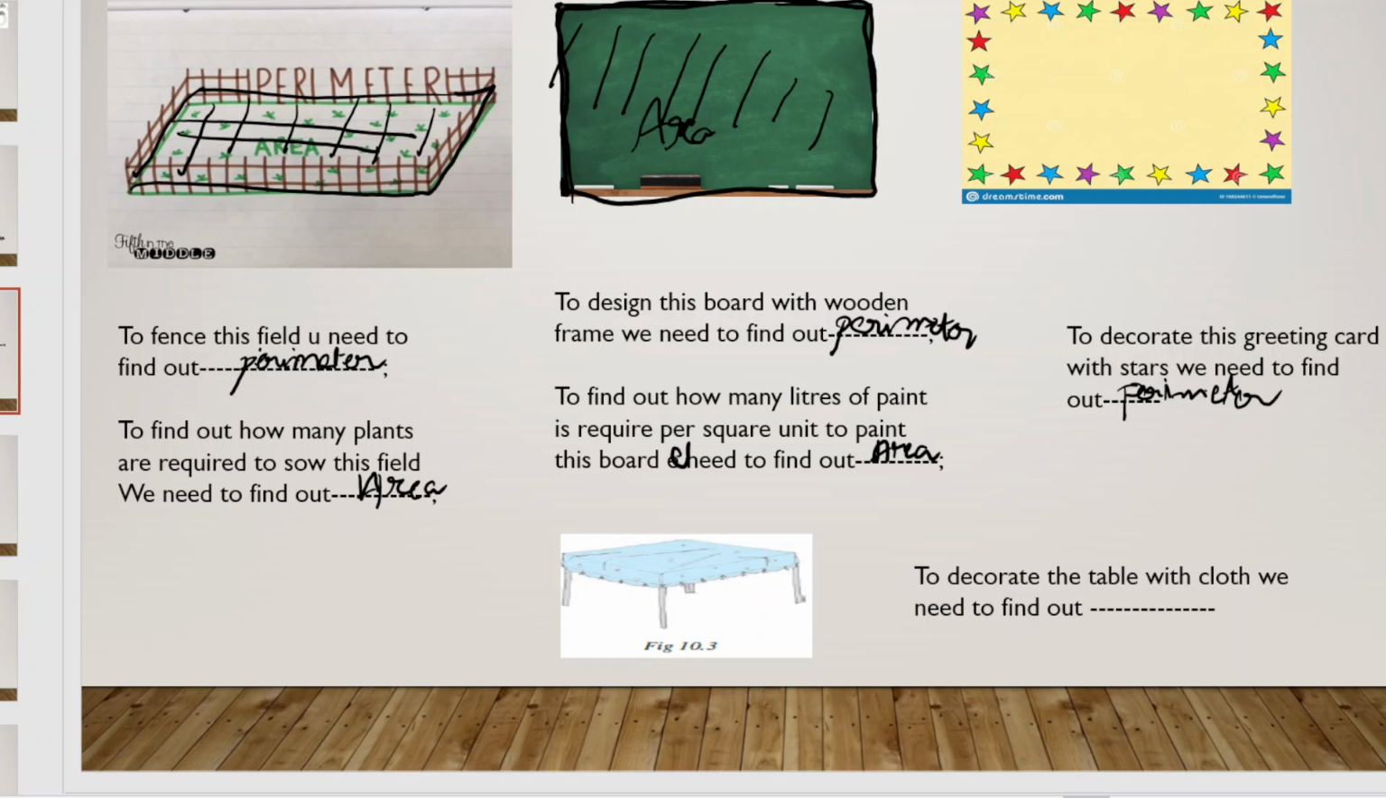And suppose you want to decorate the table with cloth, then it is dealing with the space inside the boundaries of the closed figure. So this is the table, and this is dealing with the space between the boundaries. So we need to find out the area. Children, this is about area and perimeter of the figures. And children, you can also find out some real-time examples of perimeter and area.